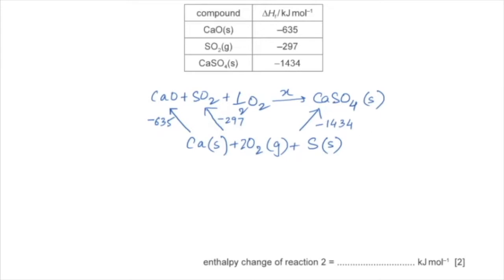Direct route is reaching calcium sulfate right from its elements in their standard states, while the indirect one is reaching calcium sulfate not directly from elements in their standard states, but through calcium oxide and sulfur dioxide, and then calcium oxide and sulfur dioxide to calcium sulfate. So -1434 is equal to the enthalpies of the indirect route, which is -635, -297 plus X, and hence the enthalpy for reaction 2 is -502 kilojoules per mole.